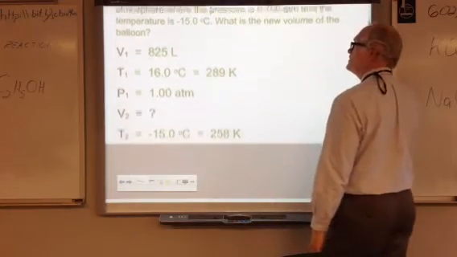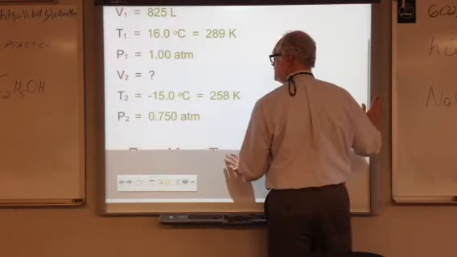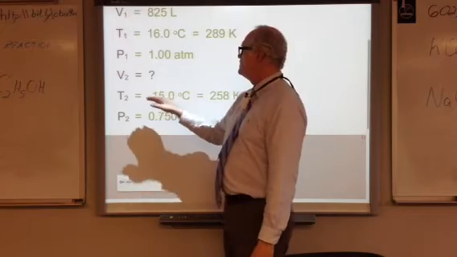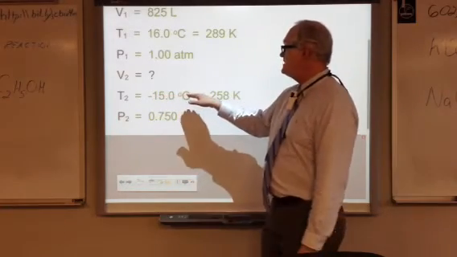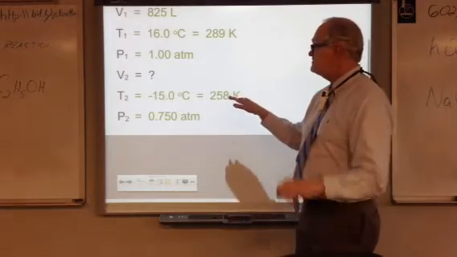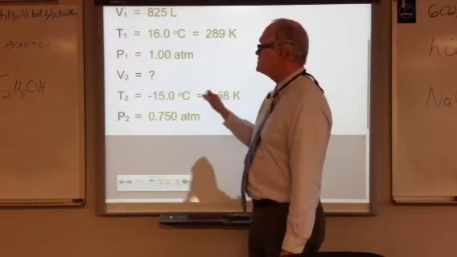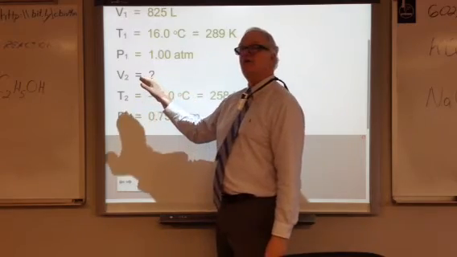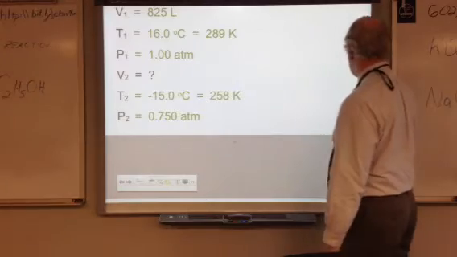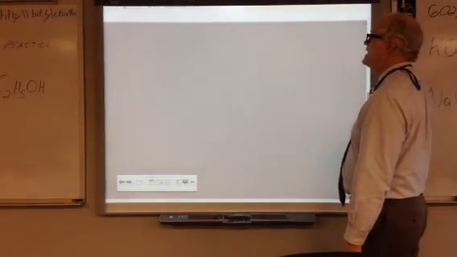What happened to this balloon? It goes up in the sky, the pressure goes down, the new pressure is 0.75 atmospheres, and the new temperature is minus 15 degrees Celsius. Remember, we add 273 to minus 15, that gives us 258 Kelvin for our new temperature, and we want to find out the new volume. We don't know the new volume at this point. A perfect problem for the combined gas law.